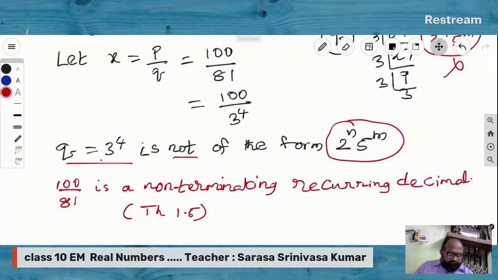So what we can conclude is 100 by 81 is a non-terminating recurring decimal. This is by the statement of theorem 1.5. Now we consider another problem.